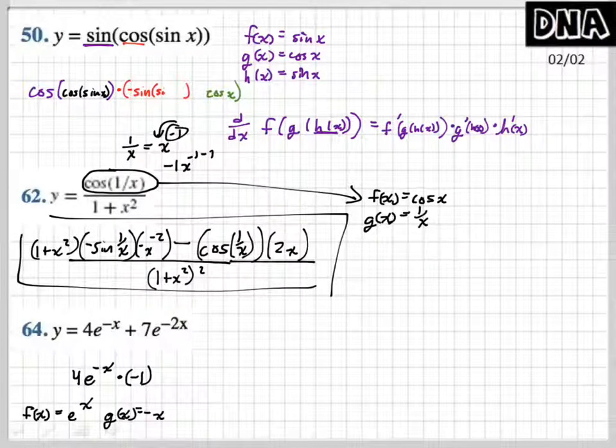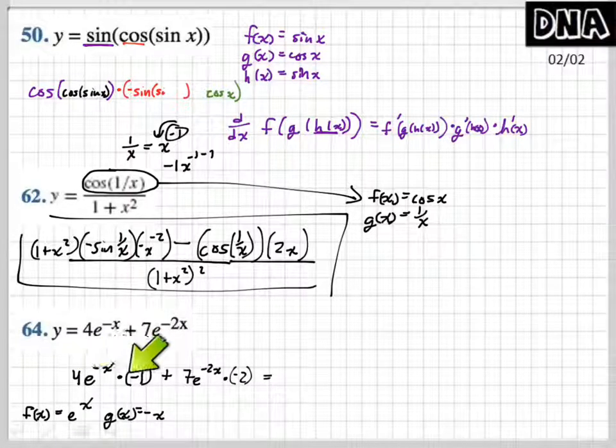Okay, now let's do the derivative of this one. The first part, the outside function, is just going to be 7e to the negative 2x. But then I'm going to multiply that times the derivative of this. What's the derivative of negative 2x? Negative 2. Okay?